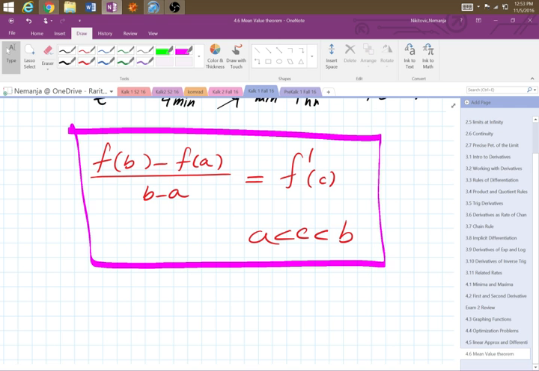But let's see a problem. It says the function is ln 2x on the interval 1 to e.